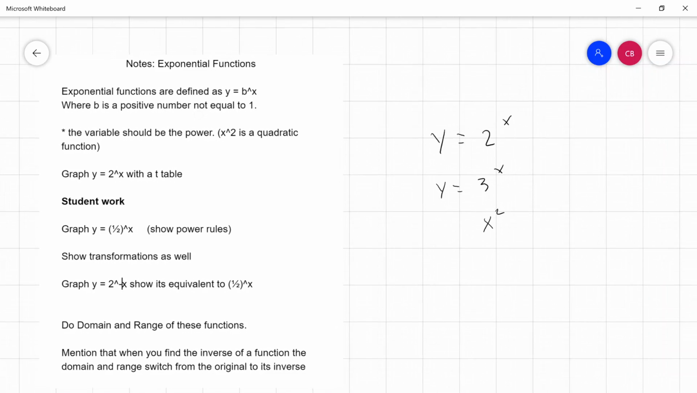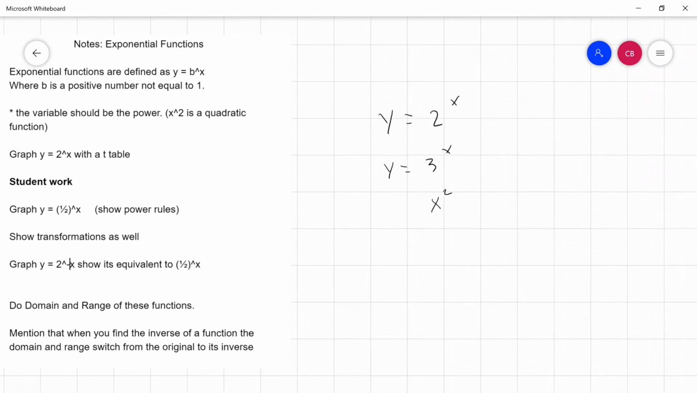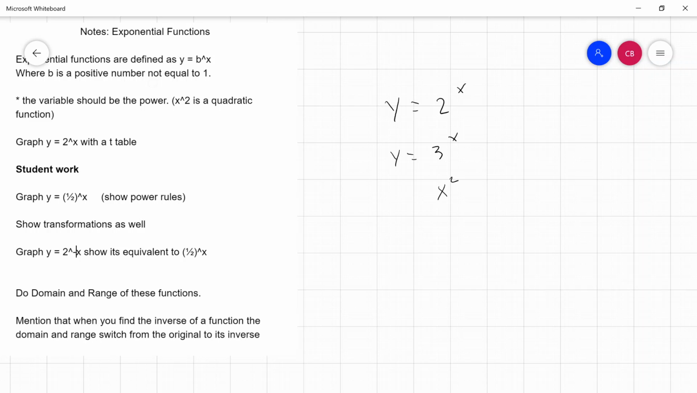So let's graph y equals 2 to the x with a t-table. So we have x values, we have y values. Let's do a couple negative: -2, -1, 0, 1, and 2. We're going to graph these. So let's look at these real quick.